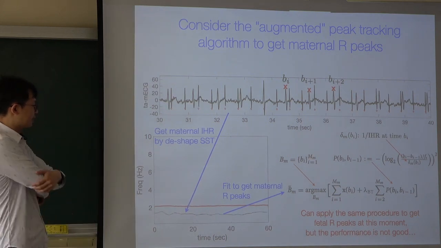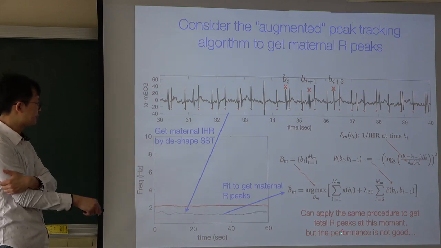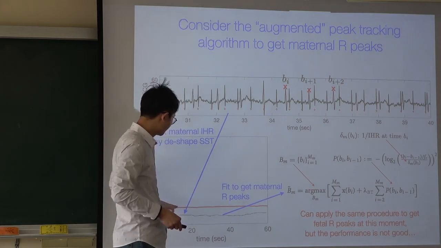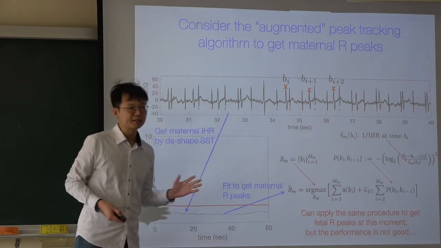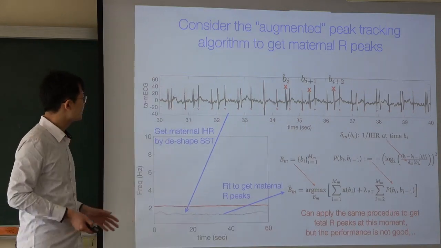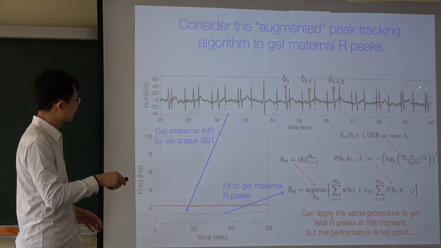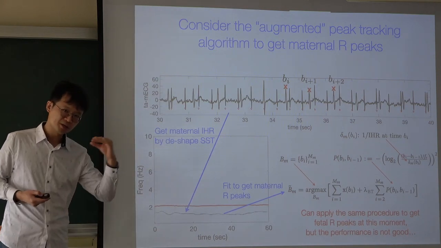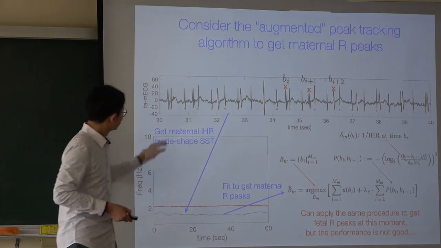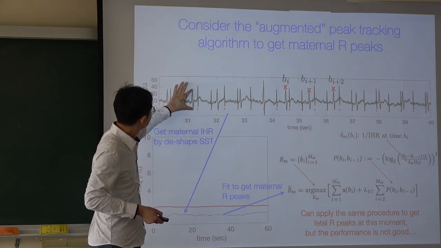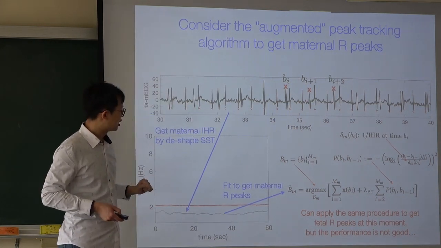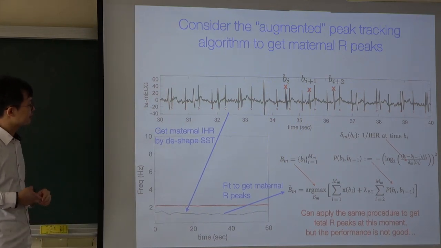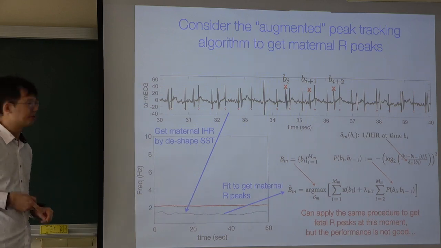Then you can say, hey, we can apply the same procedure to get fetal R peaks, right? Because you have fetal R peaks, fetal heart rate, and so on. But in practice, this may not work very well. The main reason is for this kind of signal, usually the fetal heartbeat, fetal ECG is weaker. So if you have the maternal ECG there, this algorithm may be deviated by maternal ECG. So the performance is not good. You can do it, but the performance is not very good.